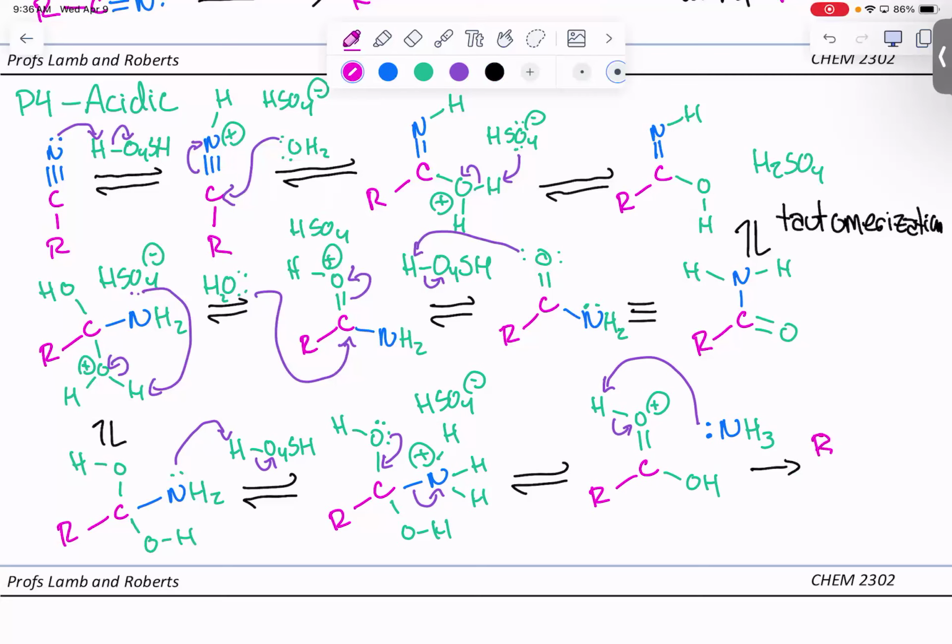All right, that means we've gotten to our product, which is our carboxylic acid. And we've also generated our byproduct, which was that ammonium salt.